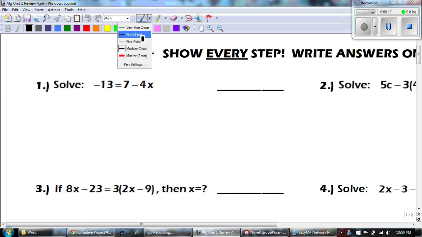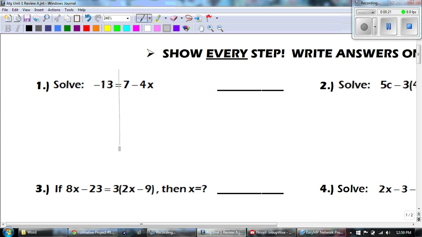Number 1, solve for x. Now, how do I get rid of that 7? Do I add it or subtract it? Well, no, we don't add it. It's not negative. And if you're like, Mr. Grice, it's negative, there's subtraction. Remember, we can rewrite this so it's a negative 4x, and that is a positive 7.